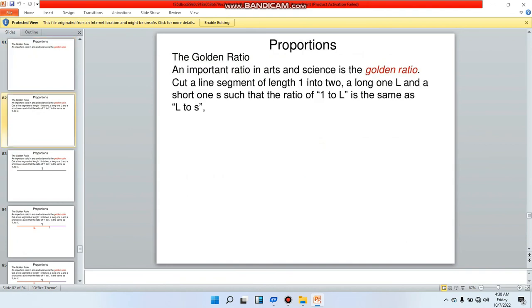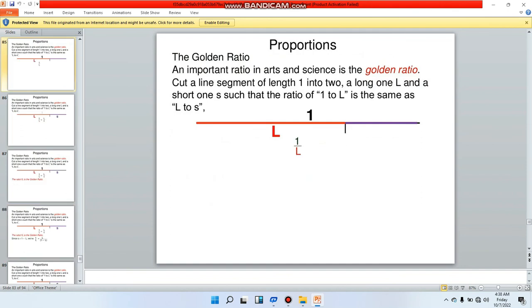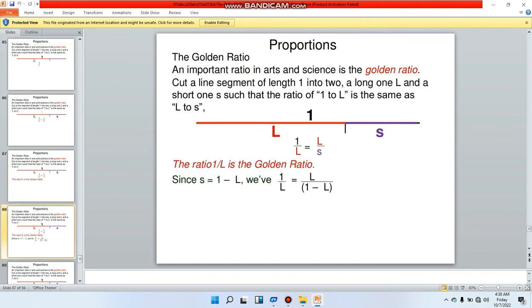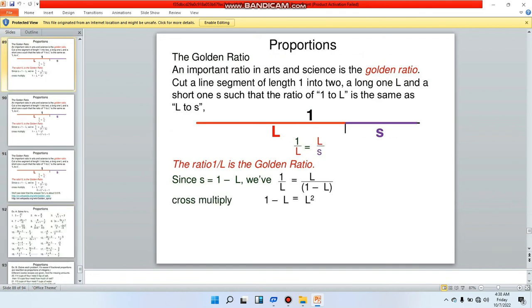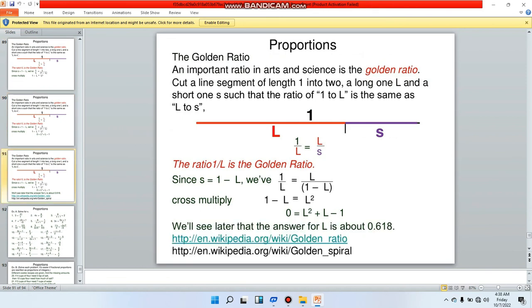The golden ratio is an important ratio in arts and science. Cut a line segment of length 1 into 2, a long one L and a short one S, such that the ratio of 1 to L is the same as L to S. The diagram shows that the ratio 1 over L is the golden ratio. Since S equals 1 minus L, we have 1 over L equals L over 1 minus L. Cross multiplying gives 1 minus L into L equals L square. We'll see later that the answer for L is about 0.618.